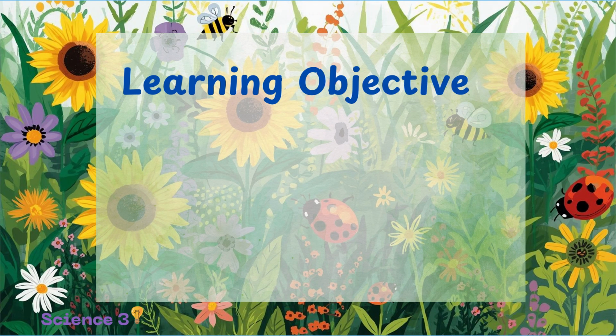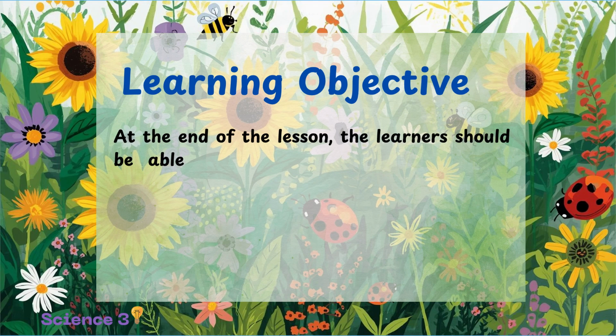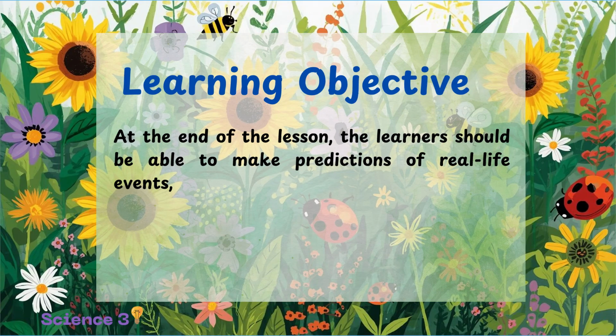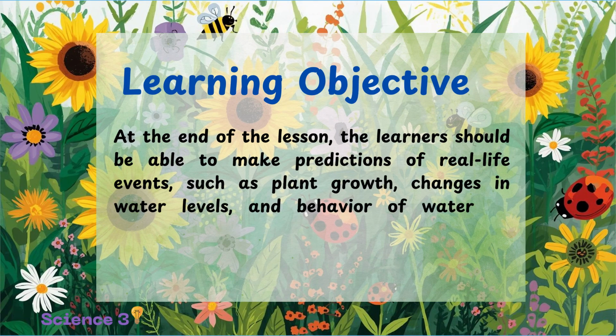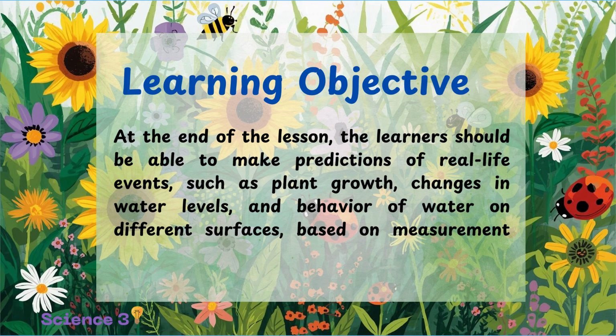Our learning objective. At the end of the lesson, the learner should be able to make predictions of real-life events such as plant growth, changes in water level, and behavior of water on different surfaces based on measurement and observed patterns.